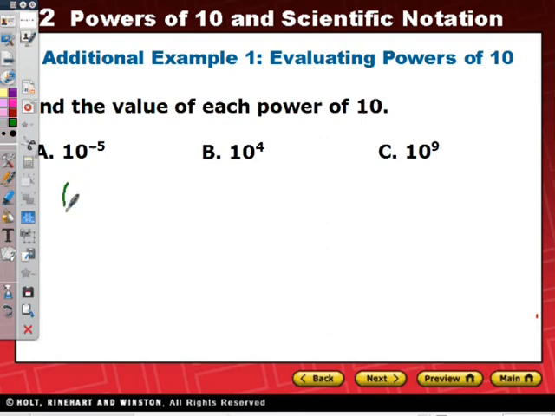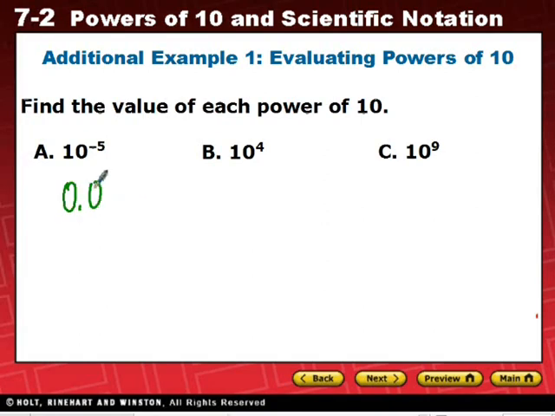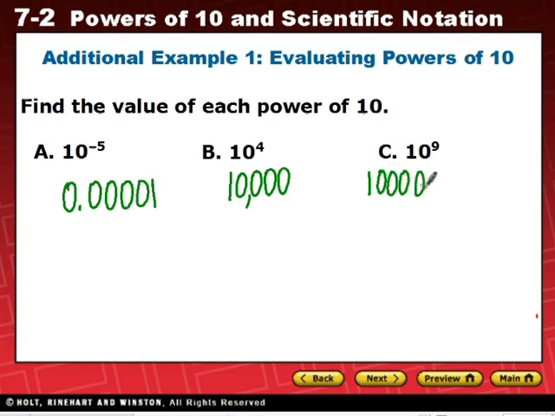Now here's the answers. We're going to count back 5 places from the right side of the 1. So that's going to be 4 zeros after the decimal, then your 1. I think that's 1/100,000th. 10 to the 4th, it's a 1. Move the decimal 4 places, 4 zeros, you get 10,000. 10 to the 9th, it's a 1 with 9 decimal places moved after that. So 9 zeros filled in, which is 1 billion, right? Ones, thousands, millions, billions.